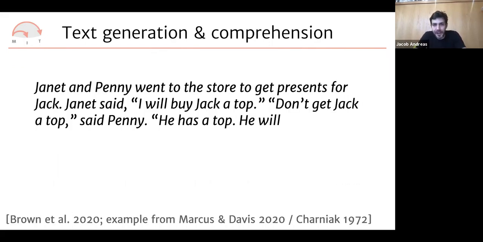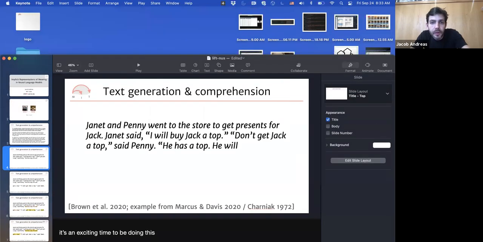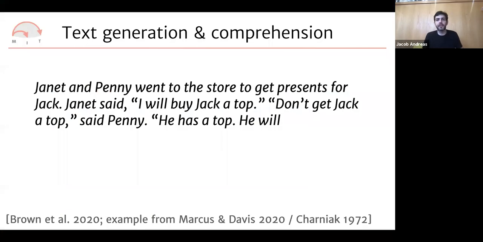Here's another example of actually the same model trained to do language generation. And sorry, I'm realizing I can't see all of my slides, so I'm going to try to minimize the Zoom thing. Okay. Sorry, hopefully that'll be a little easier to see.